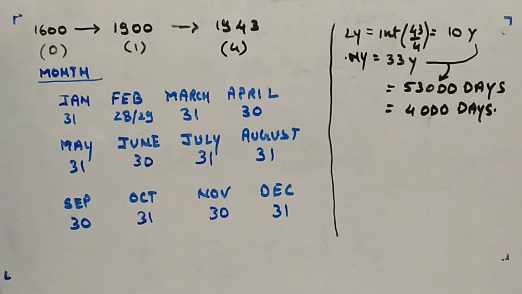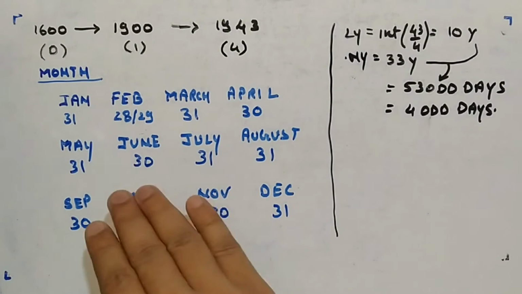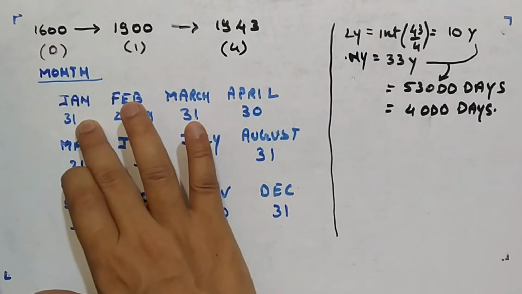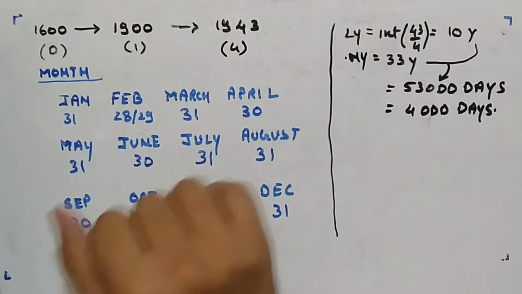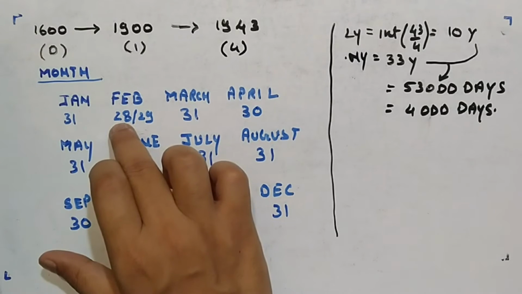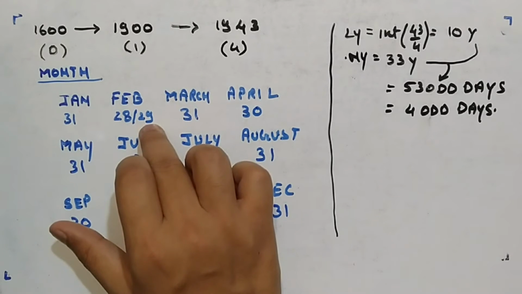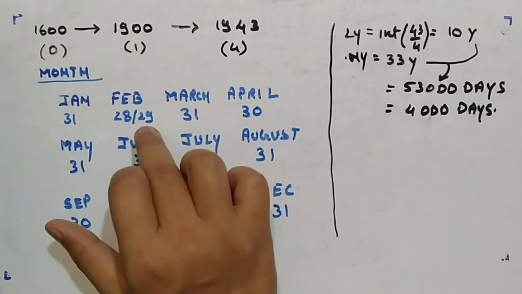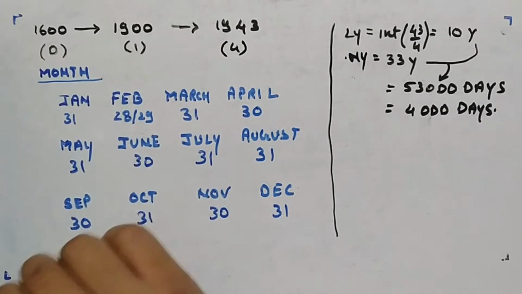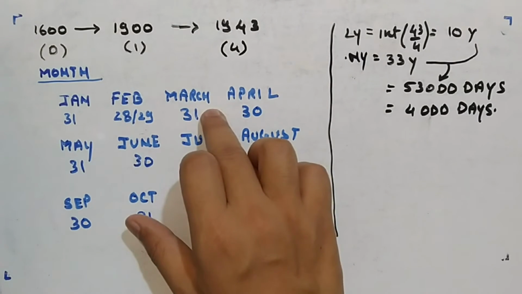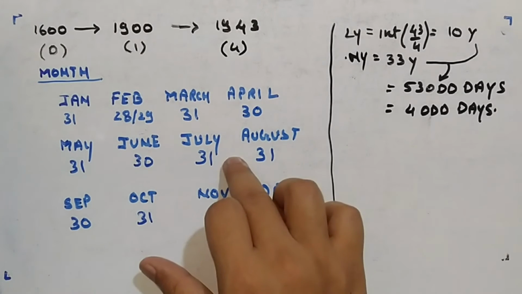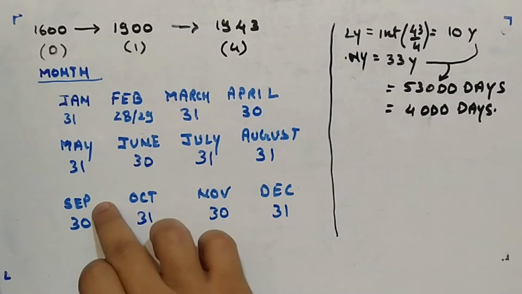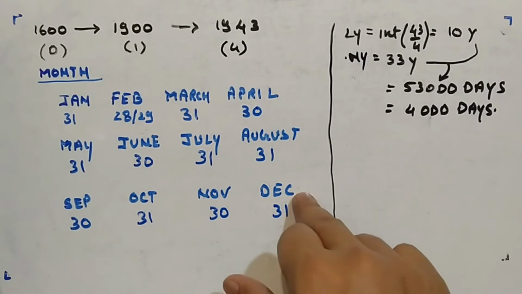Each month's days are given to you. January has 31 days, right? February has 28 days if it is a normal year. If the given year is not a normal year, it will have 1 day extra, that is 29. That is the catch, part 1. Then we have 31 days in March, 30 in April, 31 in May, 30 in June, 31 in July, 31 in August, 30 in September, 31 in October, 30 in November, 31 in December.